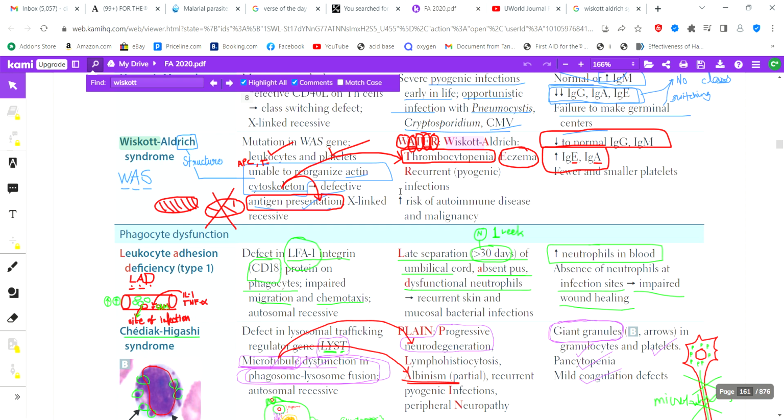Wiskott-Aldrich syndrome is a combined B and T cell deficiency. There are recurrent infections that worsen with age, easy bleeding because of no platelets. You have eczema. You have recurrent pyogenic infections because of B cell deficiency, and there is no humoral immune response against organisms.